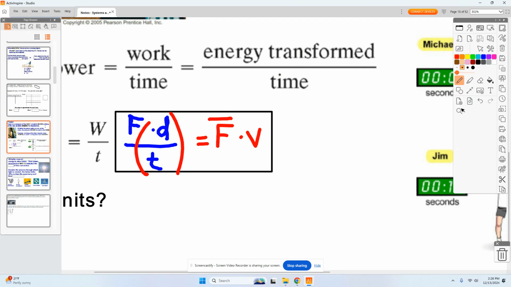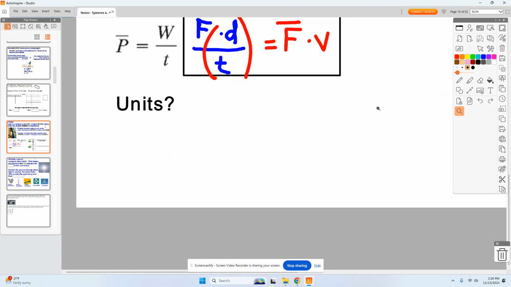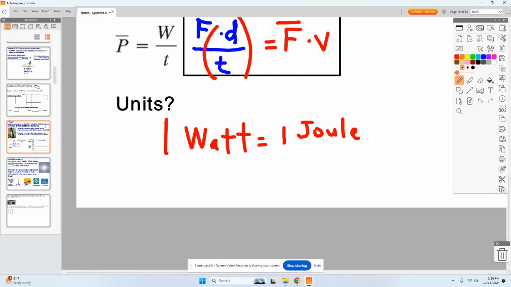The SI unit for power is the watt. So when you start talking about power, look at units, it's the watt. 1 watt is equivalent to 1 joule of work done per second. So we say 1 watt is 1 joule per second.